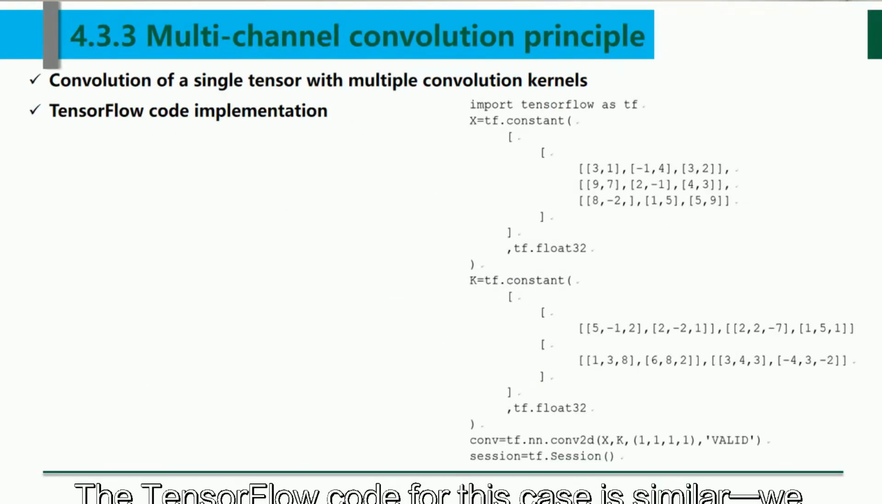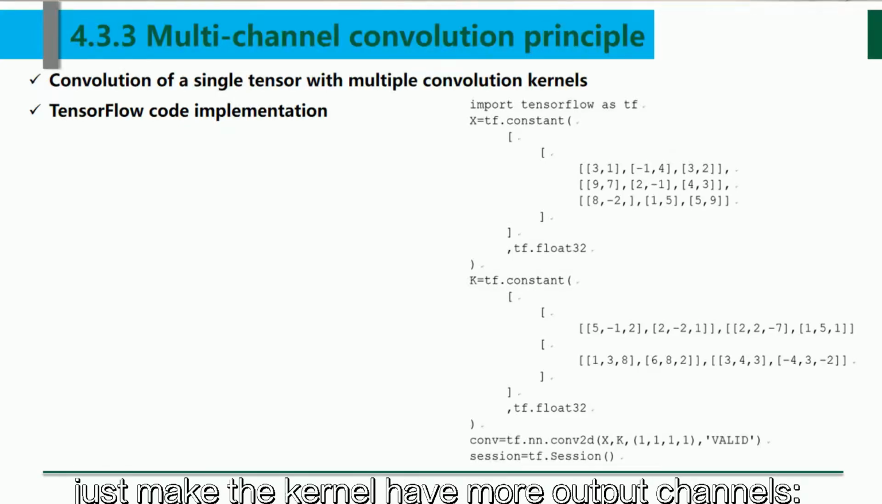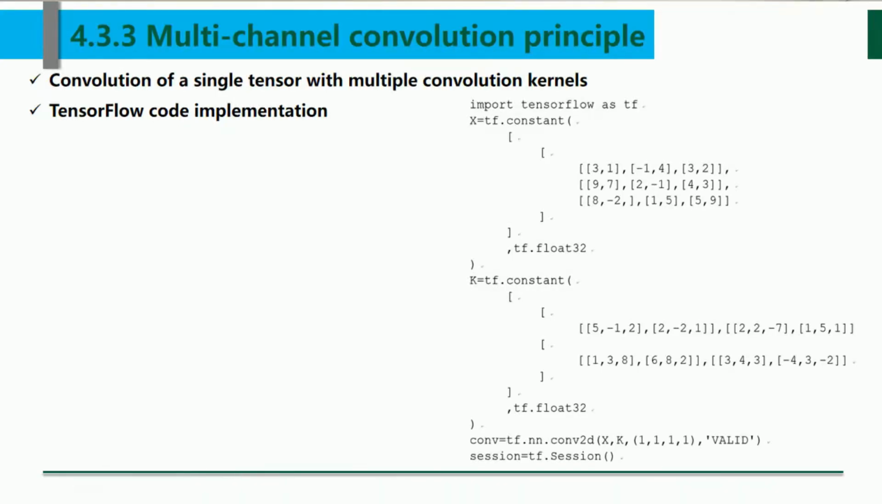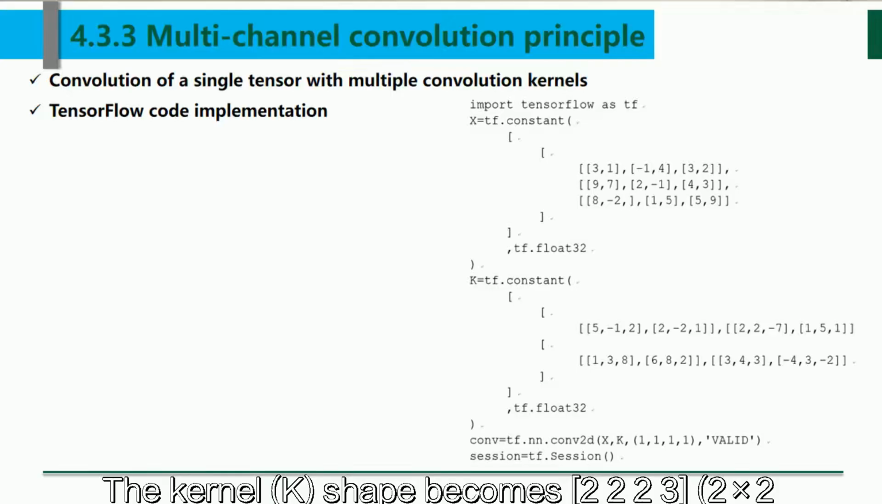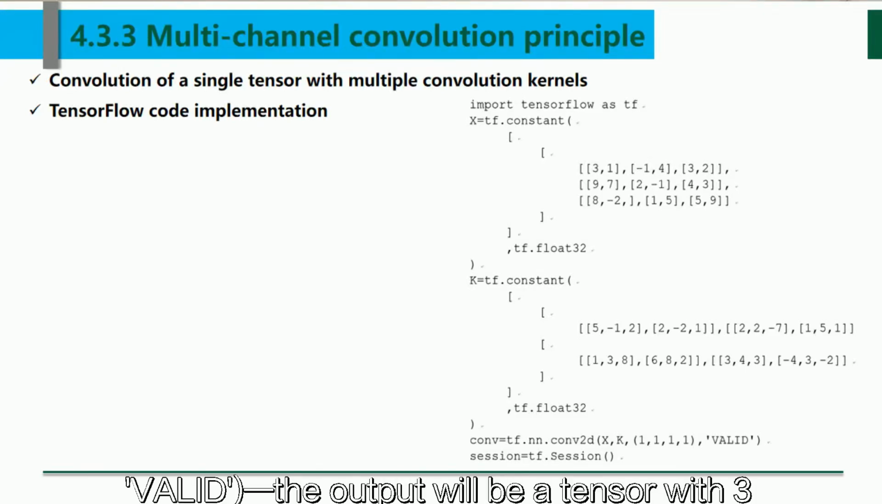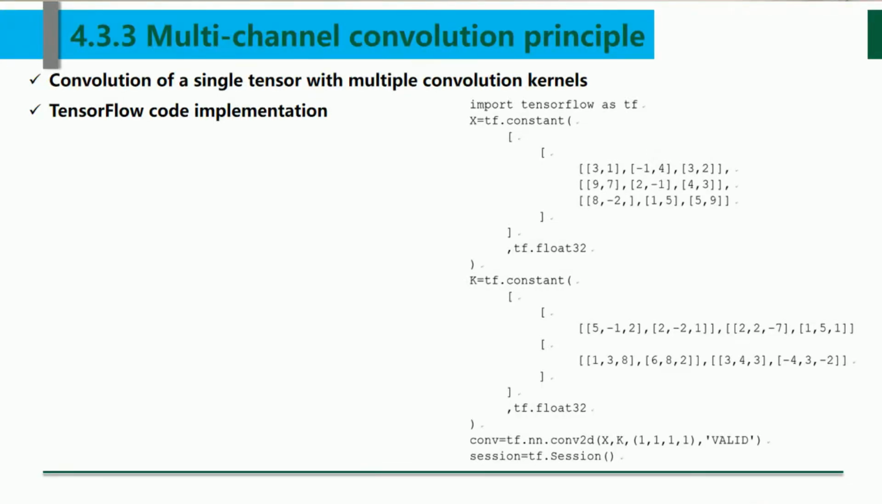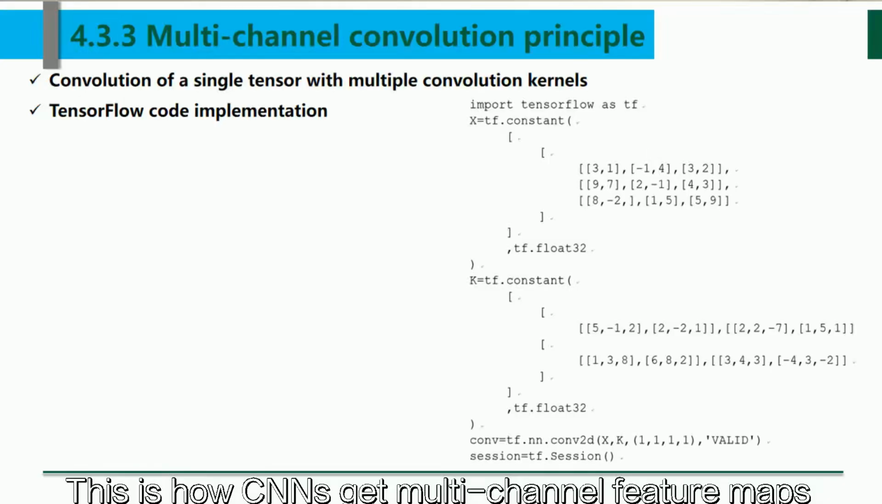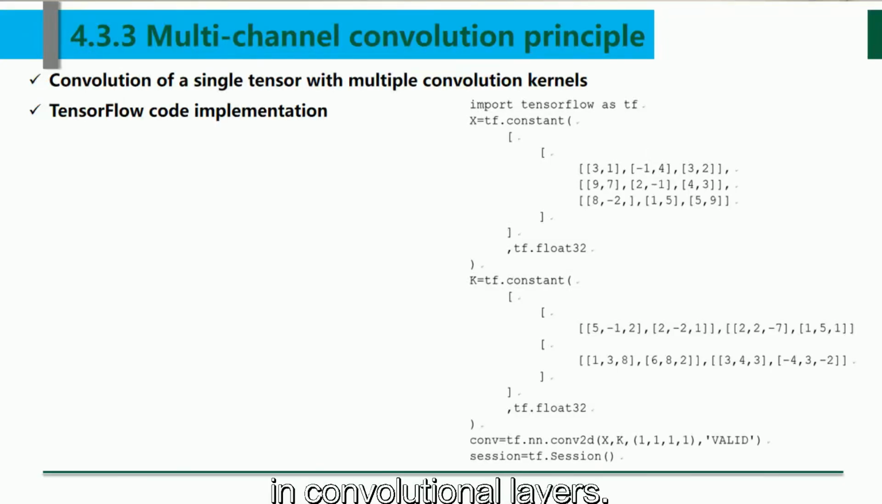The TensorFlow code for this case is similar, we just make the kernel have more output channels. The kernel K shape becomes 2, 2, 2, 3: 2 multiplied by 2 size, 2 input channels, 3 output channels equals 3 kernels. Run conv equals tf.nn.conv2d(x, k, [1, 1, 1, 1], 'VALID'). The output will be a tensor with 3 channels, 1 for each kernel. This is how CNNs get multi-channel feature maps in convolutional layers.